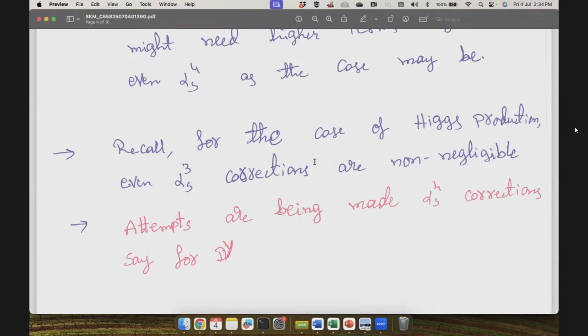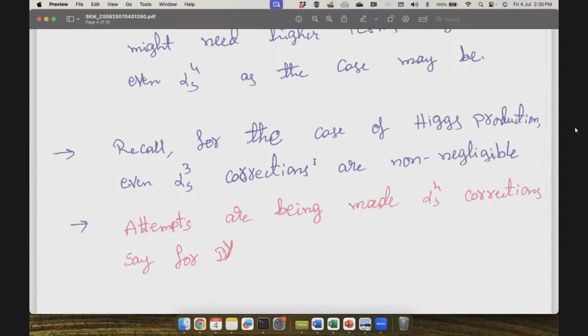Unless you have the precise predictions for the Higgs, and that data matches with the exact theory from the experiment. I mean, as precise data as available from the experiments. Only when you make a comparison, then I can say whatever I have discovered, that is also the standard model Higgs. So for that, the precision studies are very important.